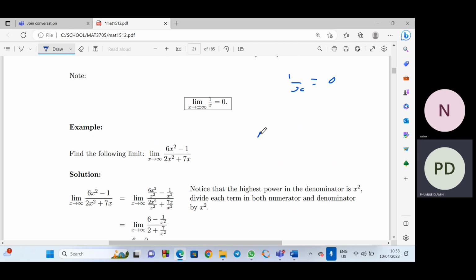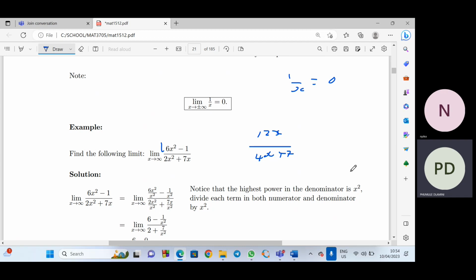Let's differentiate and see what will happen. We can be 12x over 4x plus 7.